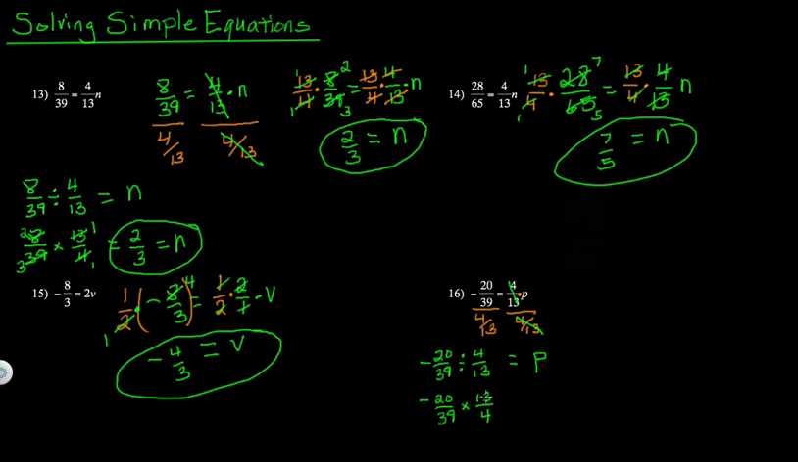And we know that 13 goes into 39 3 times. So this becomes a 1. This becomes a 3. And we know that 4 goes into 20 5 times. So this becomes a 1. This becomes a -5. And that's equal to p. So simplifying, we get -5 times 1 over 3 times 1. So that's -5/3 is equal to p. And that is how we do it.